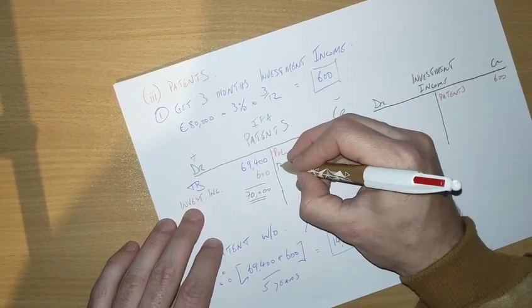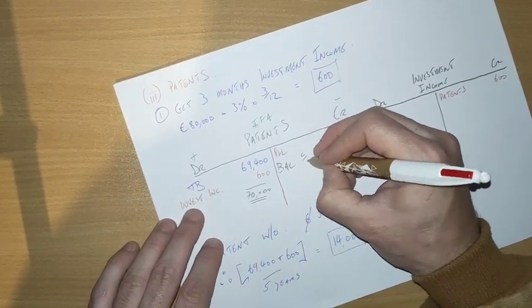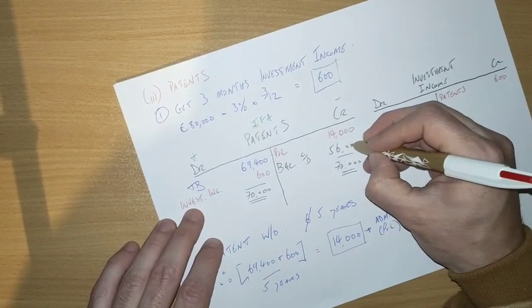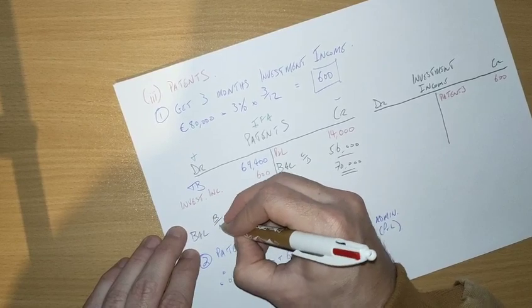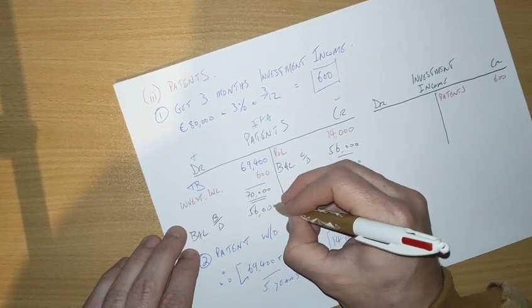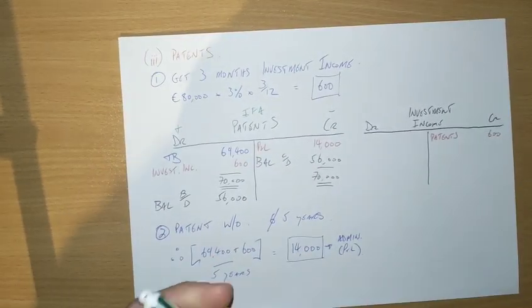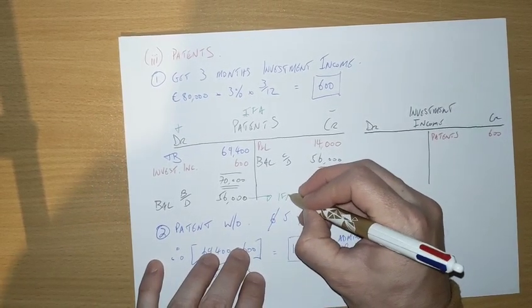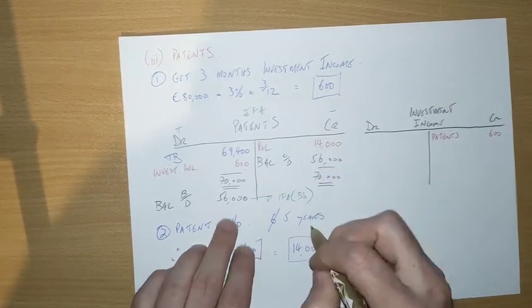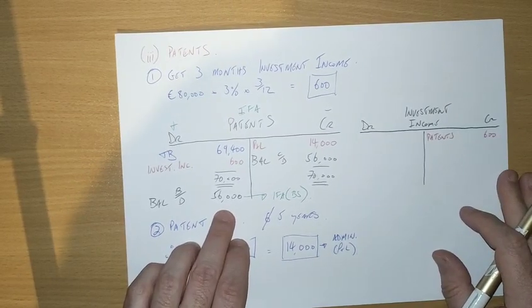So your balance will be 56,000 on the patents. So balance brought down 56,000. Now that's an important figure because that is now our new intangible fixed asset for the balance sheet. So that's a balance sheet figure now for our patents.